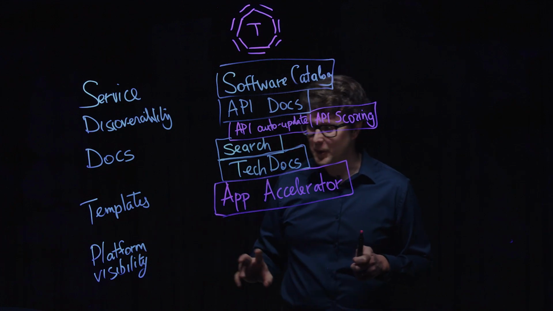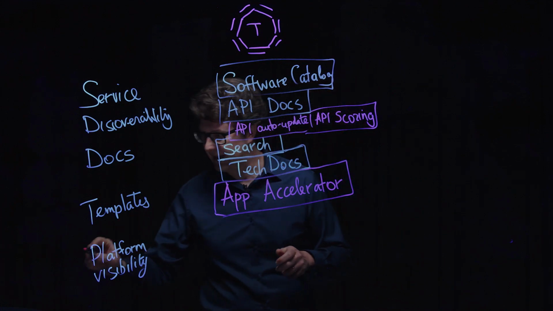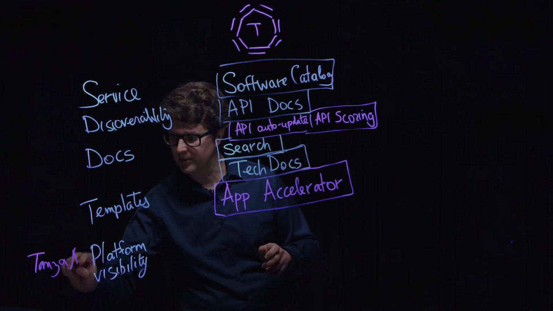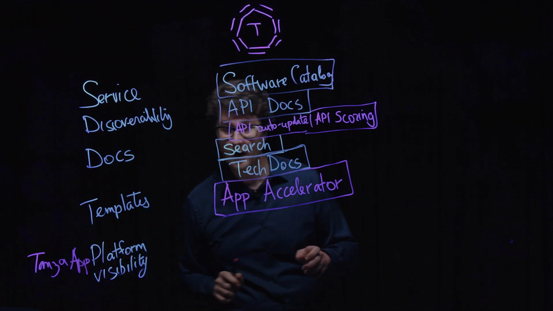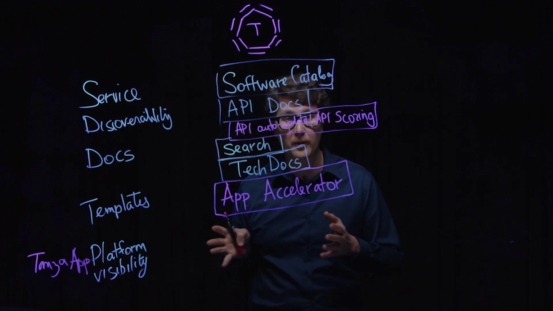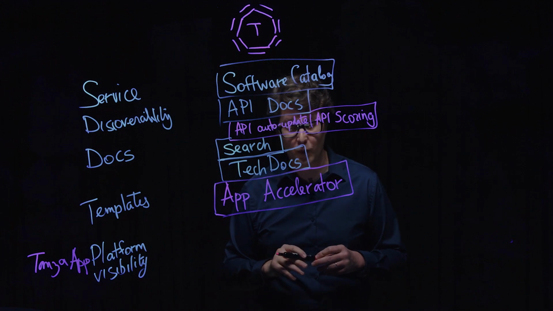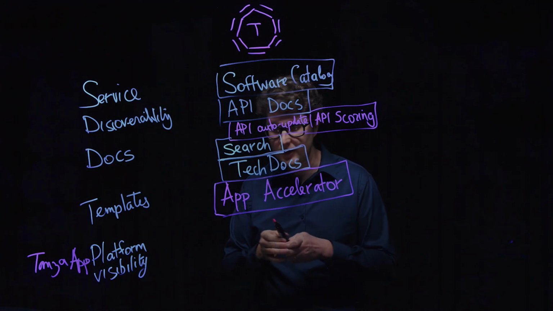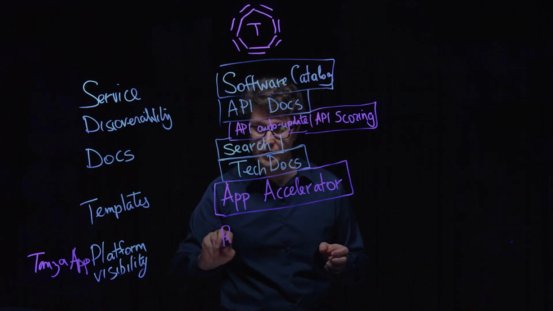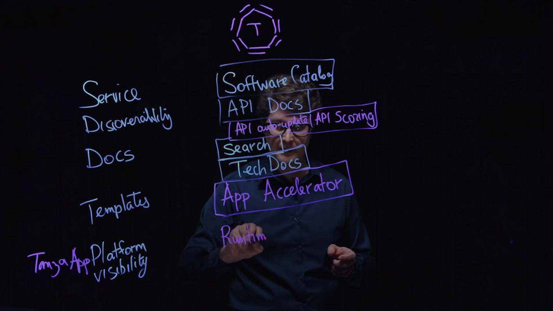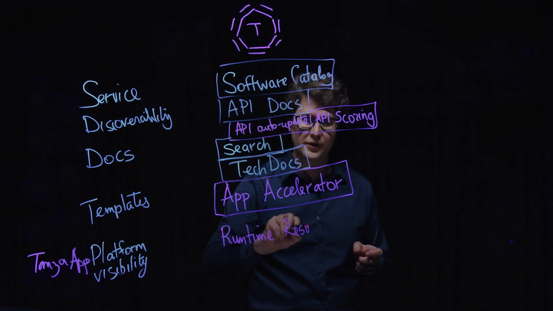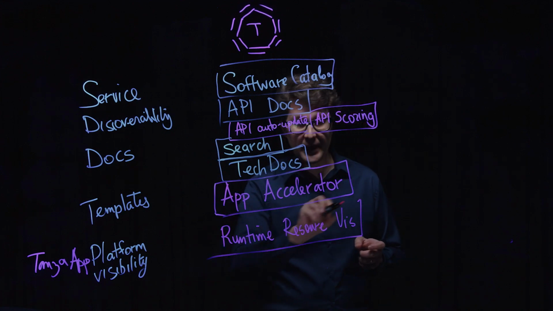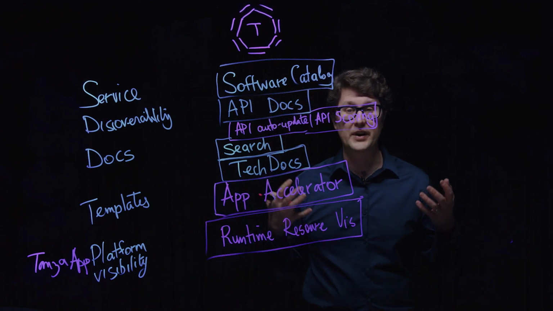Now, let me turn to the platform visibility and let me enhance it with Tanzu Application Platform visibility. We do start with the core Backstage plugin called Kubernetes, but here again we are enhancing it and building on top of it to bring you the Runtime Resource Visibility plugin.